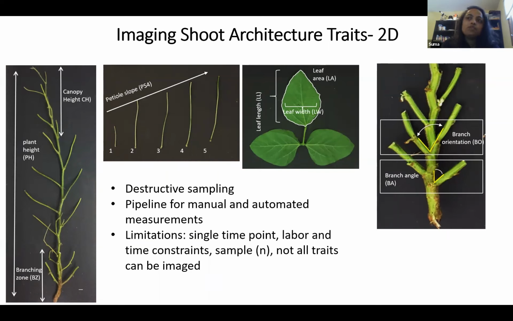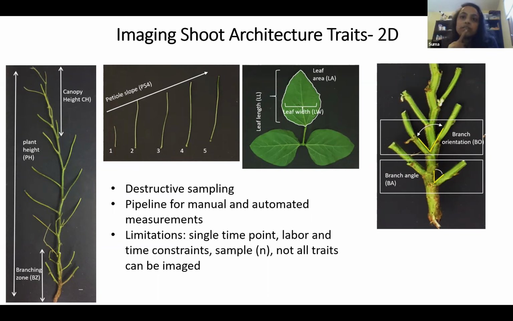I've shown you some of the features or traits that we're interested in, like the height of the plant, and how far up the plant branches exist, which is called the branching zone. Then leaf features, angle of branching, the angle of one branch to the next branch, and things like this.